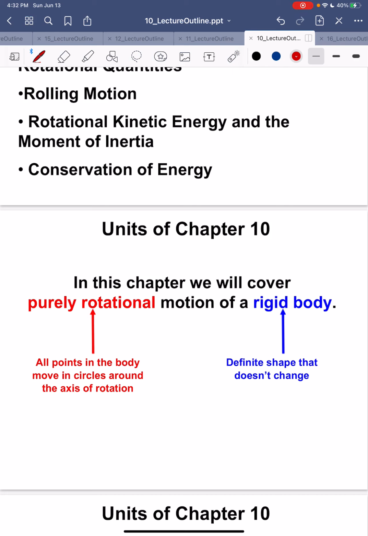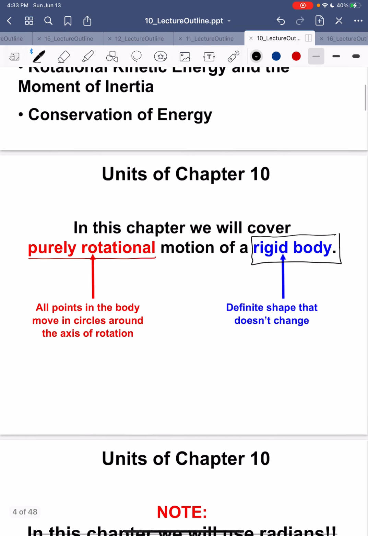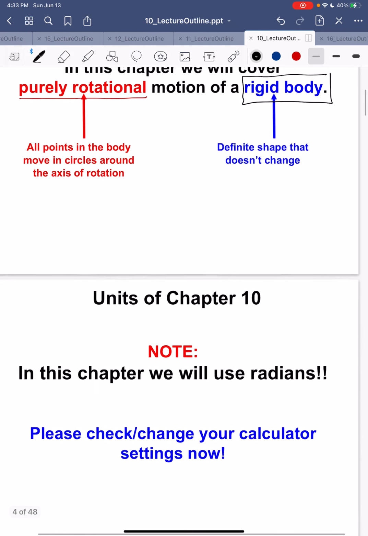Now, in this chapter, we will cover mostly purely rotational motion, and by the end we are going to include the combination, but mostly we will talk about an object that is making rotation, and we will only consider here rigid objects. Rigid object means that the shape will not change, so that we will not have any change in the distances between the particles that form the object. Then we are going to study the rotational motion of a rigid object.